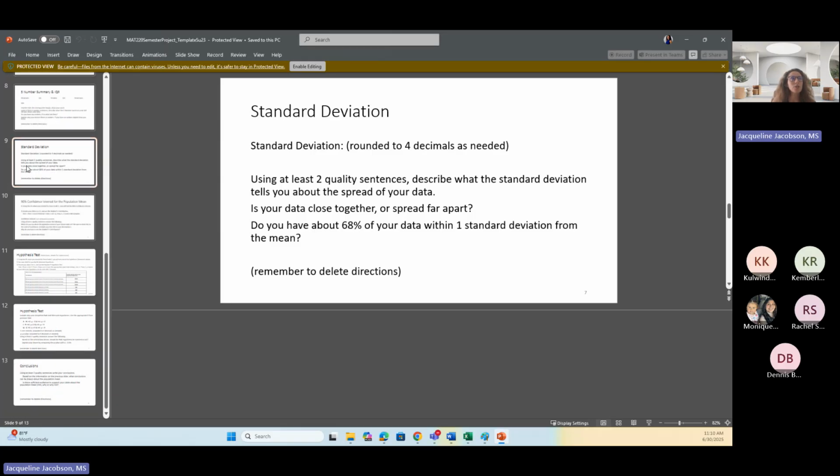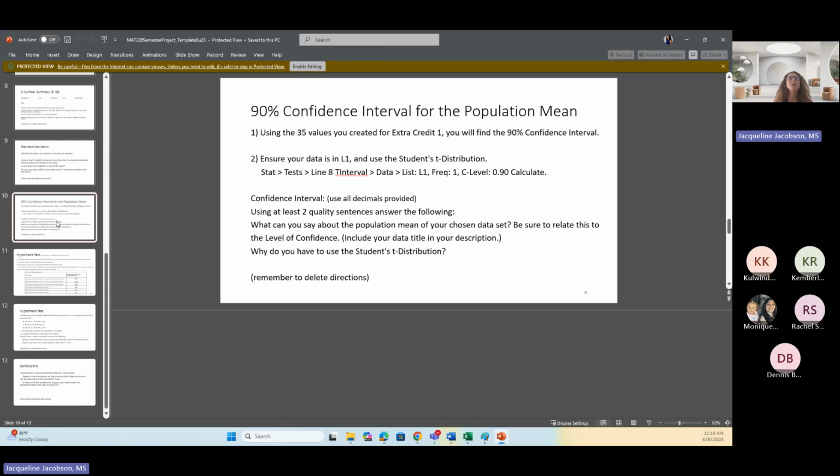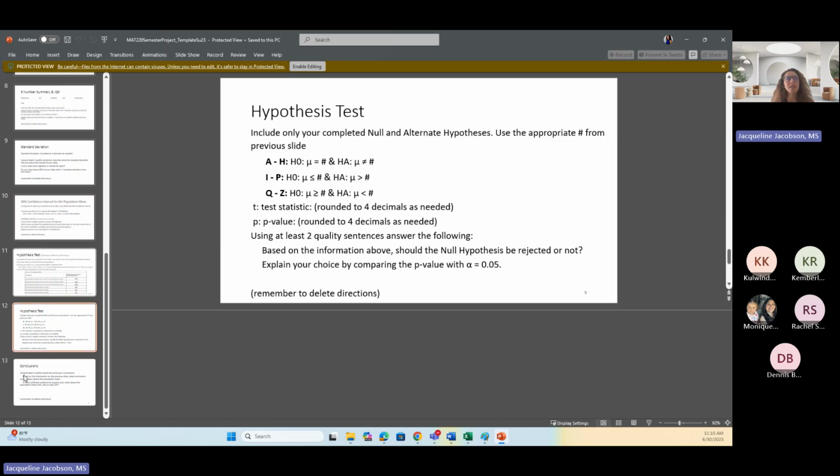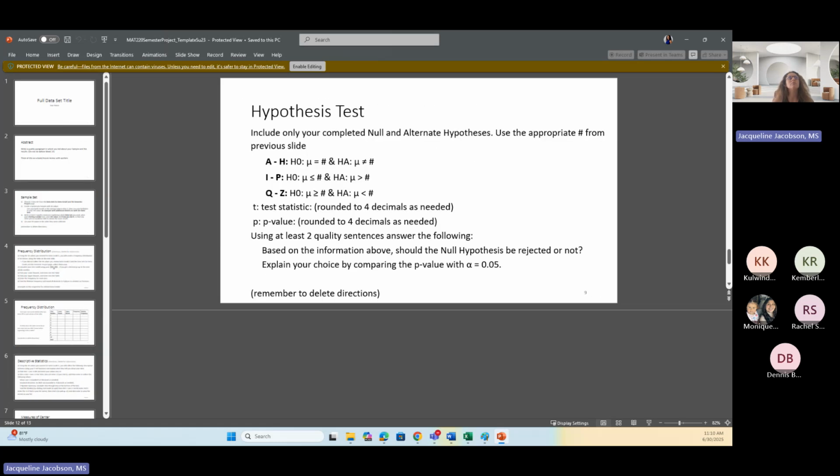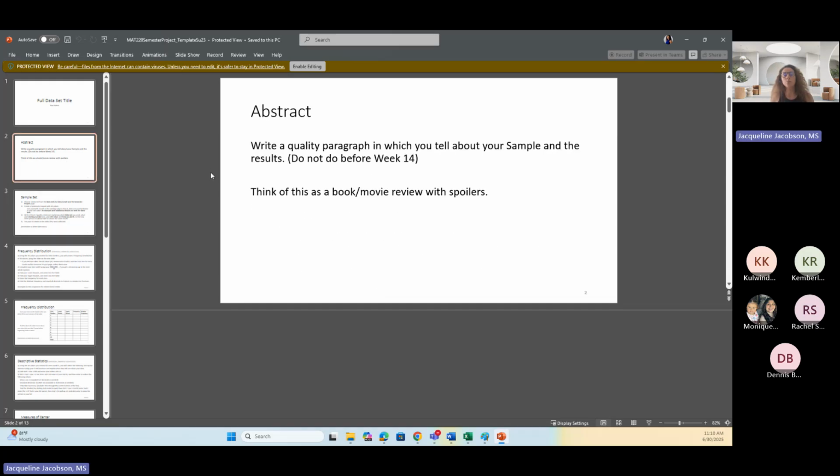And then project part 4 is all of that. Project part 5 will be the 90% confidence interval. Project part 6, hypothesis test, and then the actual semester project due at the end of week 14 is the whole thing.